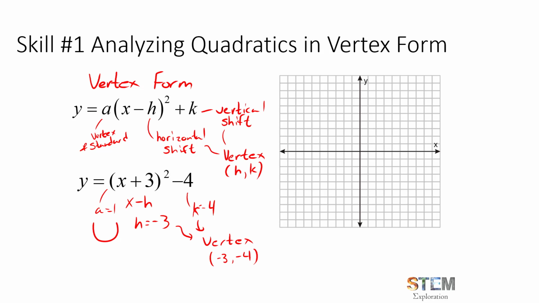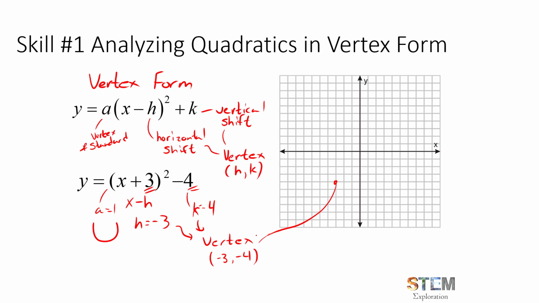It probably goes without saying, but the reason we refer to this format as the vertex form equation is simply that it literally gives you the vertex of the equation, which can be really useful. If I know my vertex is at negative 3, negative 4, I can just plot that point right there, and I know that this is my vertex.